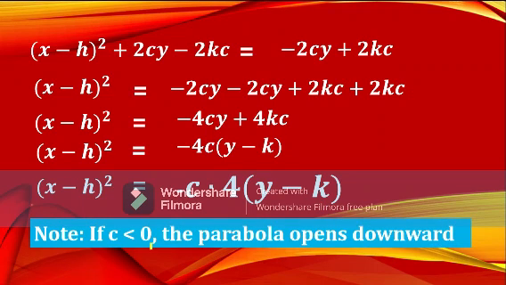So, note, if c is less than 0, the parabola opens downward. This is the proof that since we are deriving the formula of the parabola that opens downward, we were already able to see that the value of our c here is negative. Okay, so always remember, every time the value of c is negative, the parabola opens downward, that is if the axis of symmetry is vertical.